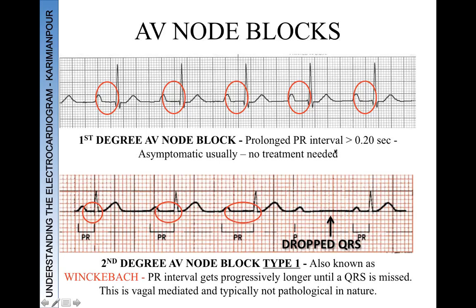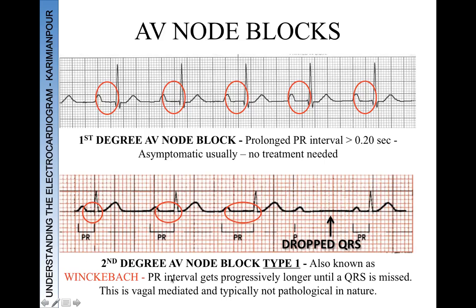So greater than 200 milliseconds or 0.2 seconds, or one large box. So here's a large box, and as you can see, the PR interval extends beyond that. Typically, this is asymptomatic and there's no treatment that's needed. As you can see, the PR interval does not change with every beat. It's about 8 small boxes in duration, and it doesn't change across all the beats. So this is a first-degree AV node block.